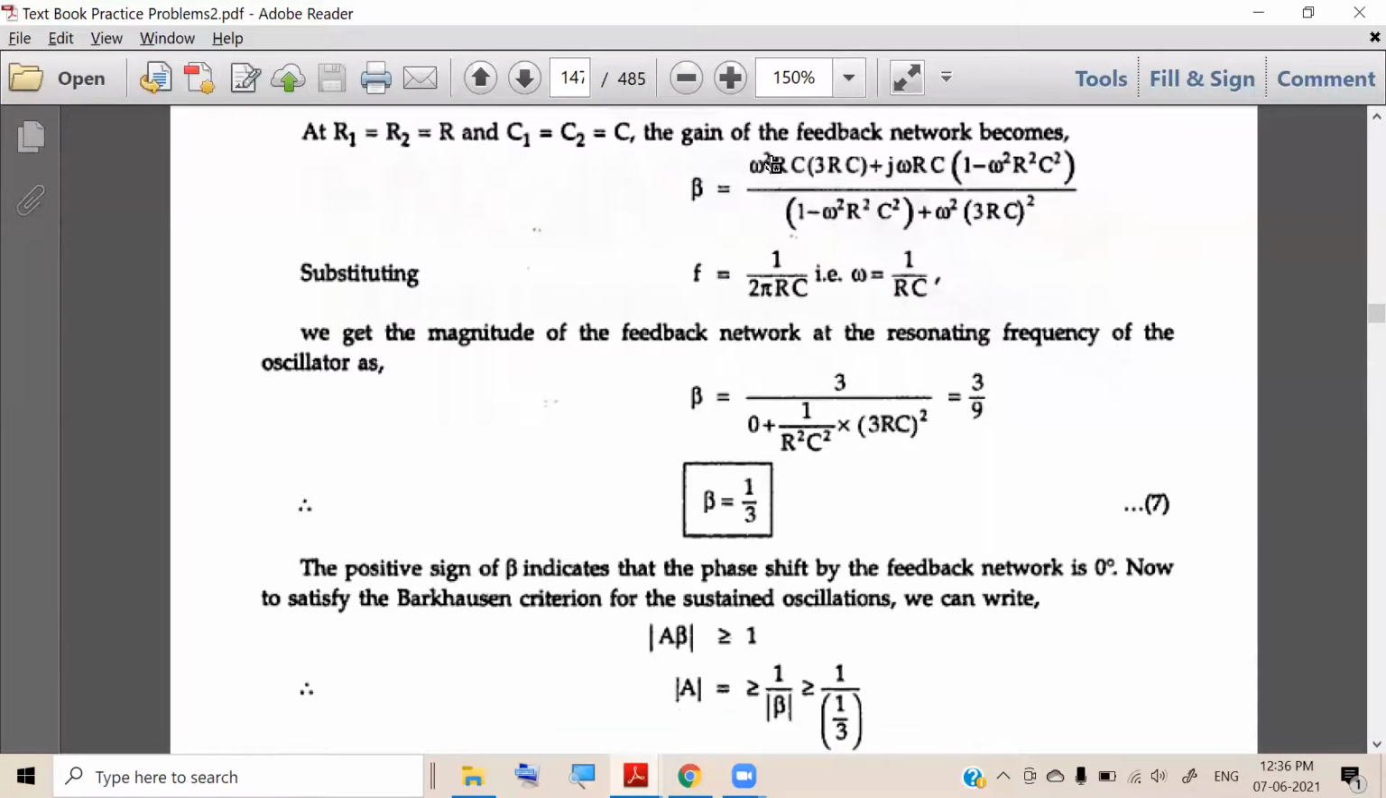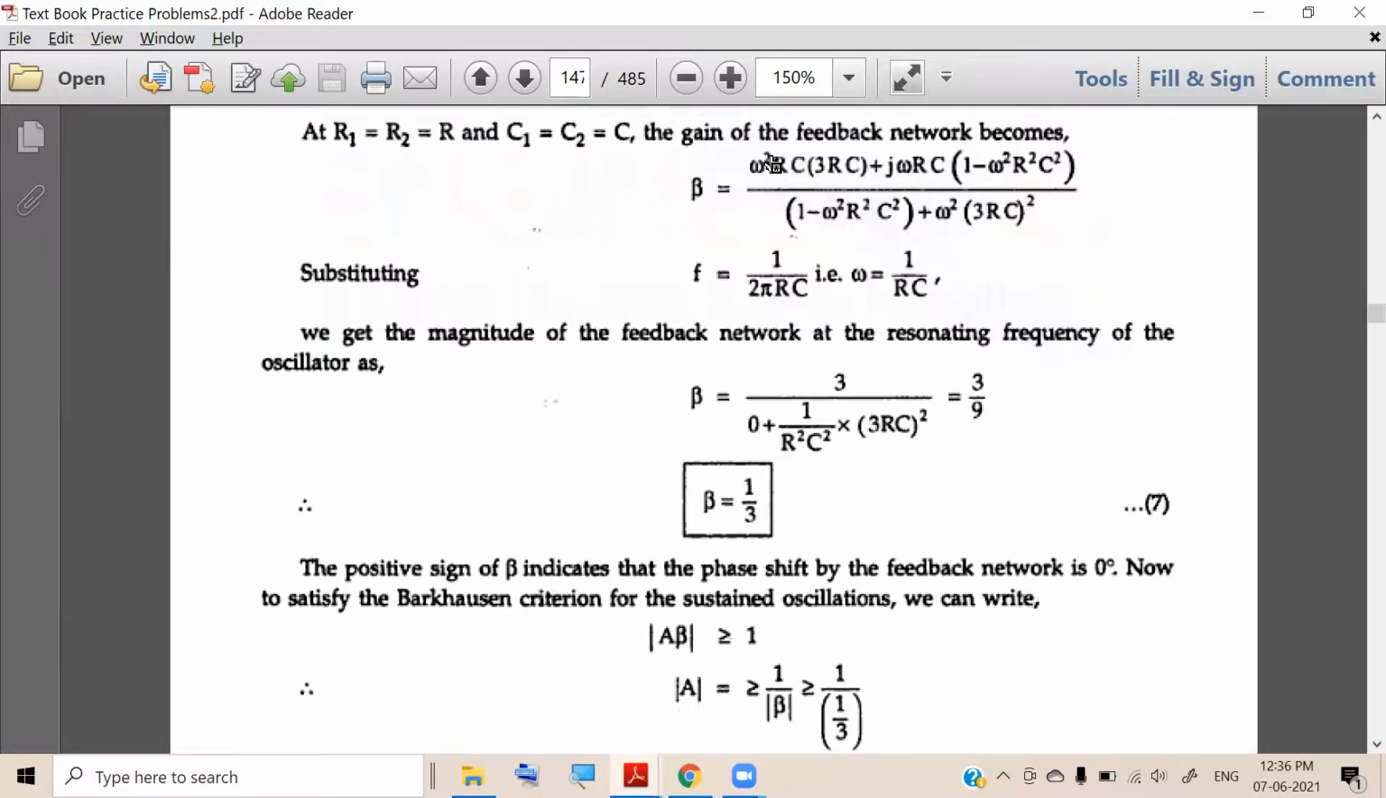So 1 minus 1, 0. 0 into anything, 0. So this term is gone. Again, the same omega square R1, R2, C1, C2 is here, which is 1. So again, 1 minus 1, 0. 0 square, again 0. Means this is 0.